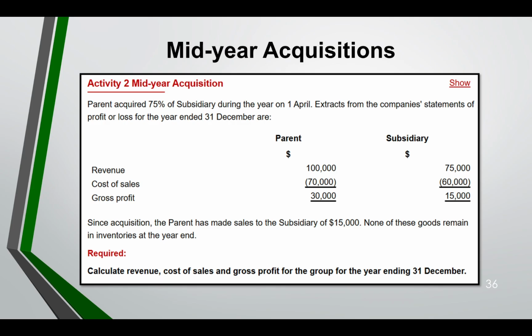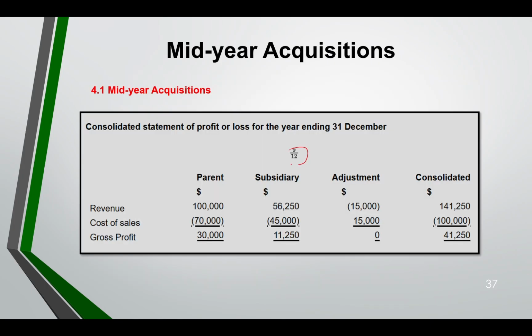Activity 2. Here you have been given the revenue, cost of sales and gross profit of both the parent and the subsidiary. Parent is acquiring 75% of the subsidiary on 1st April. Year end is 31st December. So you see the result is for 9 months. You have to prorate everything. Parent is making sales to the subsidiary for 15,000. It is an intra-group sale you have to eliminate. None of those goods remain in the inventory, which means no unrealized profit. Calculate revenue, cost of sales and gross profit. So just take 9 months.